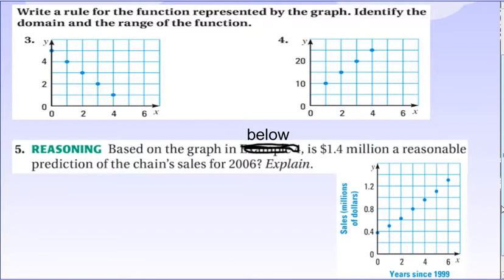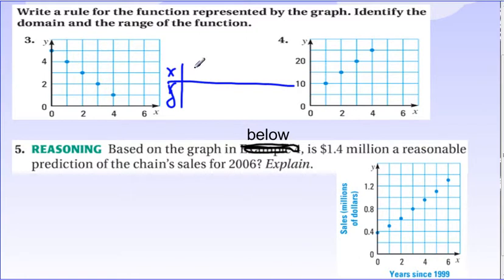Okay, so you should be done. So let's see here. We're going to write a rule for this function. Now, I don't have an answer key, so I'm just kind of winging this on my own so you can hear my thought processes. First off, I'm going to find my x, y's so I can make a little table so I can find the rules.